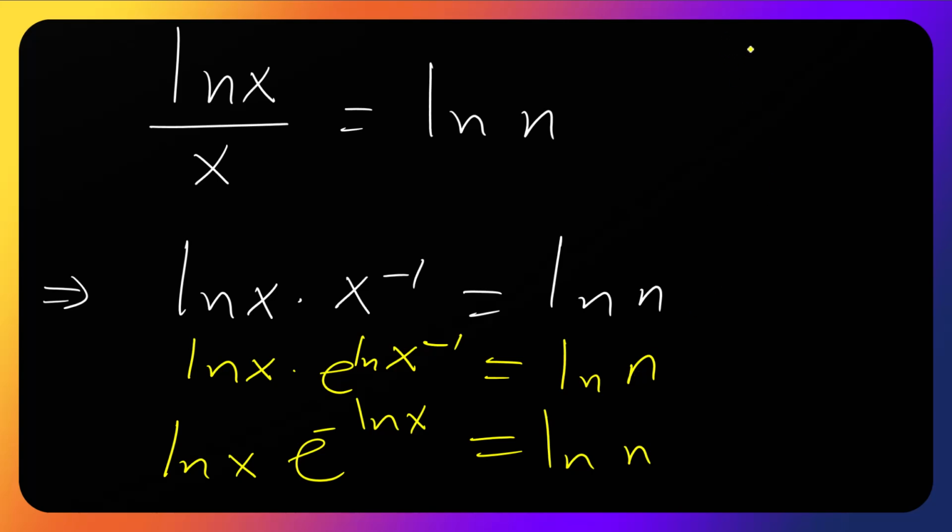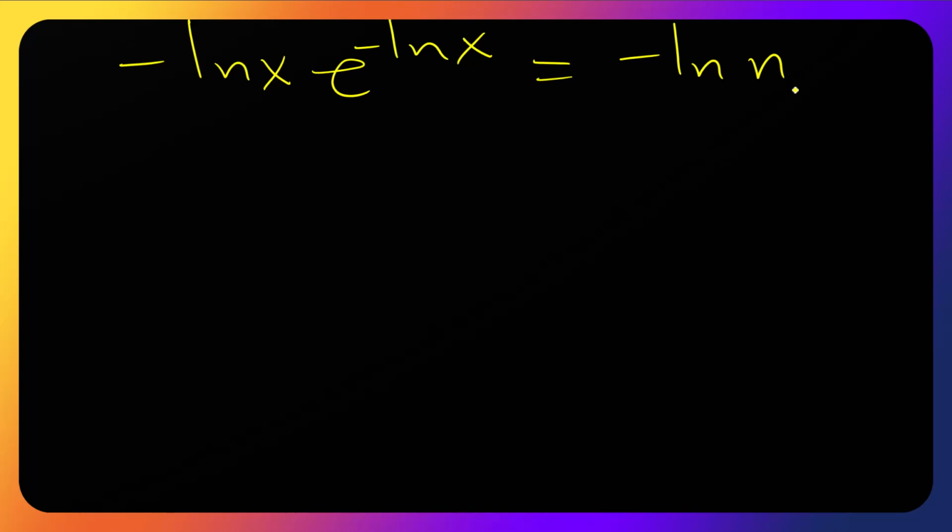Remember the rule, P times e raised to P. So always what is here must be equal to what is there. But we see negative ln of x here, and this side is positive. So we need to balance it by multiplying both sides by negative 1. So that will be minus ln of x times e raised to minus ln of x equals minus ln of n.